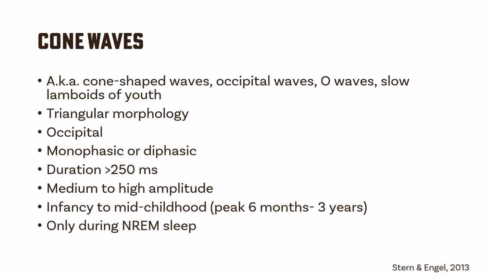These are cone waves. So cone waves have gone by other names, although I haven't personally heard these used. They can be called cone-shaped waves, occipital waves, O waves, or slow lambdoids of youth. These also have a triangular morphology, which seems to be a popular morphology for the posterior area. They're monophasic or diphasic. They have a duration over a quarter of a second and can be medium to high amplitude. We're going to see these in patients that are between about 6 months to 3 years of age mostly, and they're only seen during non-REM sleep.